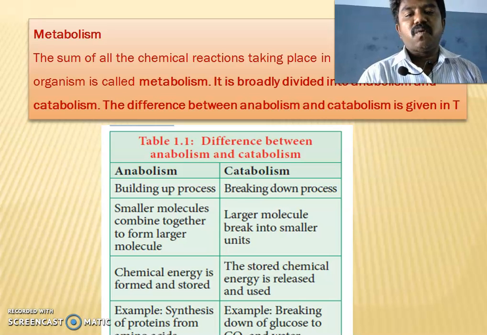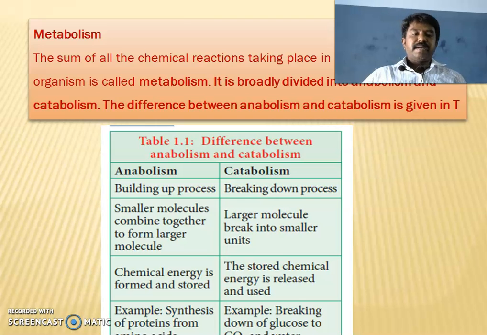Metabolism. The sum of all the chemical reactions taking place in the cells of a living organism is called metabolism. It is divided into anabolism and catabolism. The difference between anabolism and catabolism is a very important 3 mark question, right? We will see it in the next class. Okay, thank you students.